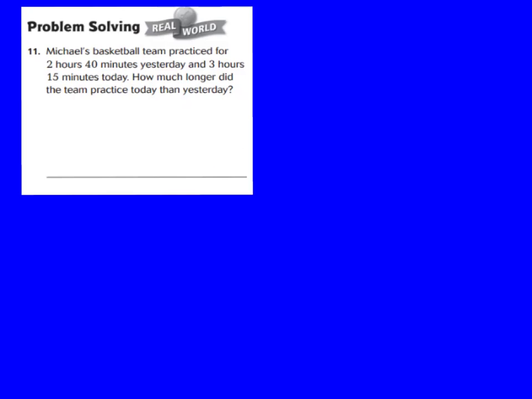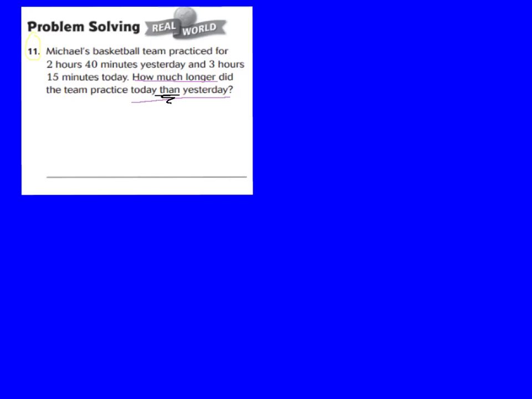Okay, let's look at number 11. Remember, only the odd questions. Circle number 11 for me. It says Michael's basketball team practiced for 2 hours and 40 minutes yesterday and 3 hours and 15 minutes today. How much longer did the team practice today than yesterday? Now, I know that how much longer means that I'm going to subtract. And then when we see today, then yesterday, that also means subtract.